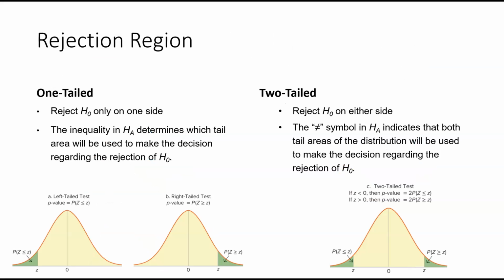And these are the rejection areas. So in a one-tailed test, we reject the null in that region. And on a two-tailed test, we reject on either side of the null hypothesis in those two regions.